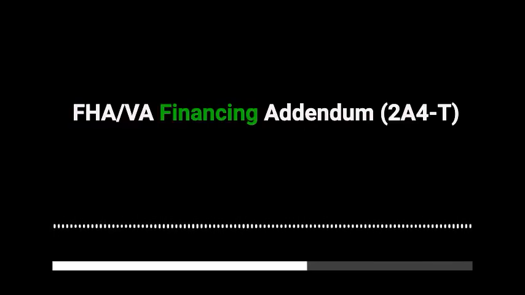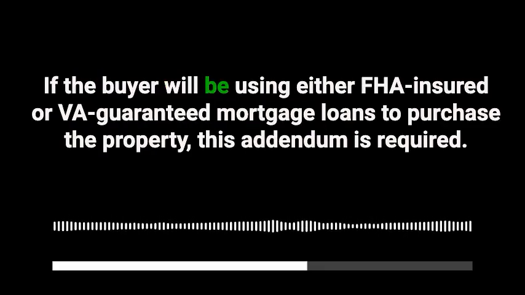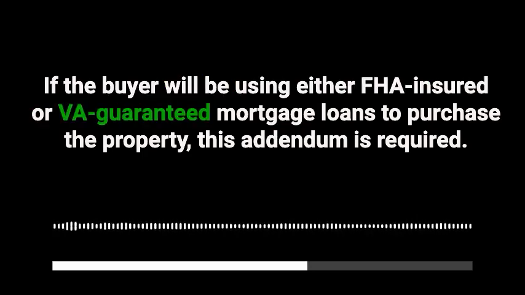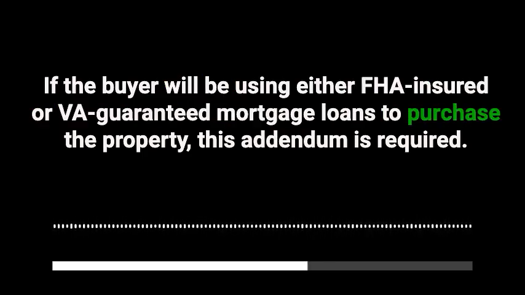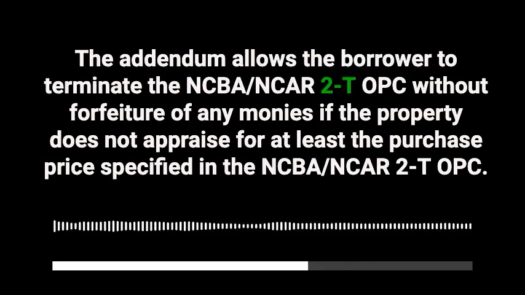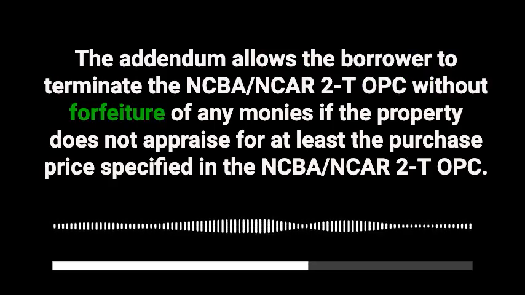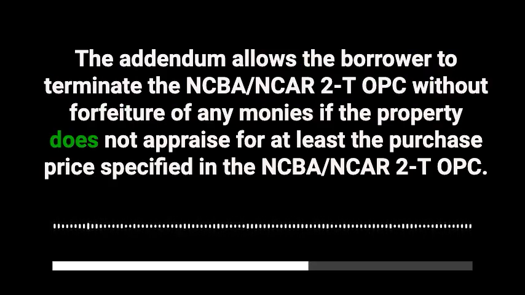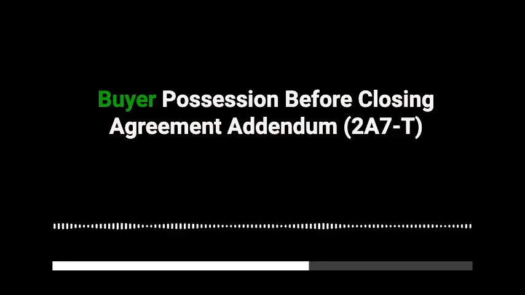FHA/VA Financing Addendum. If the buyer will be using either FHA insured or VA guaranteed mortgage loans to purchase the property, this addendum is required. The addendum allows the borrower to terminate the NCBA, NCOR 2T offer to purchase and contract without forfeiture of any monies if the property does not appraise for at least the purchase price specified in the contract.